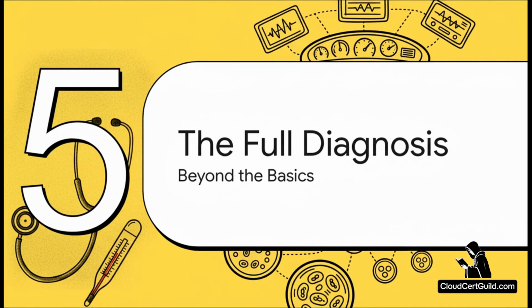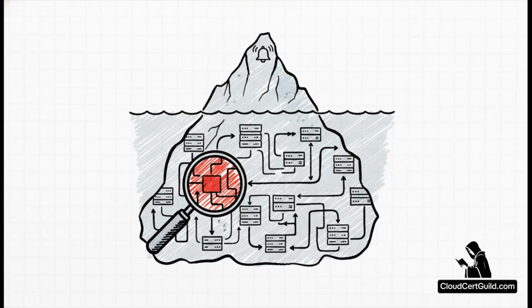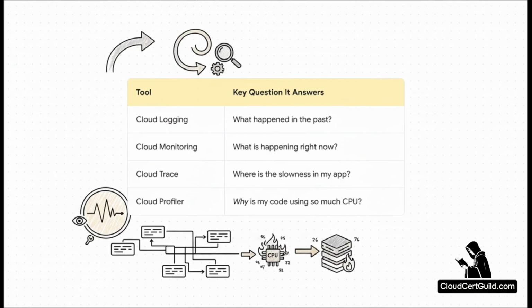Okay, so logging and monitoring are our bread and butter. They're our stethoscope and our thermometer. But every now and then, a patient's symptoms are really complicated, and we need to bring in the specialists with the fancy machines for a full diagnosis. Our alert might scream, "The app is slow," and our logs might confirm, "Yep, user requests are timing out." But that's just the what. We still don't know the root cause. We need to dig deeper to find out where in the system the slowdown is happening, and more importantly, why it's happening. And this is where the rest of the clinic's toolkit comes into play.